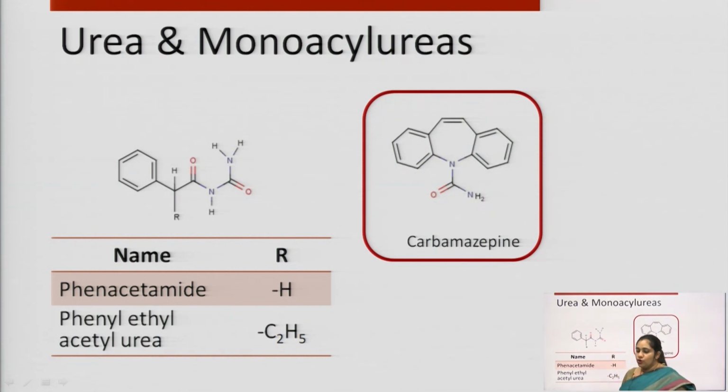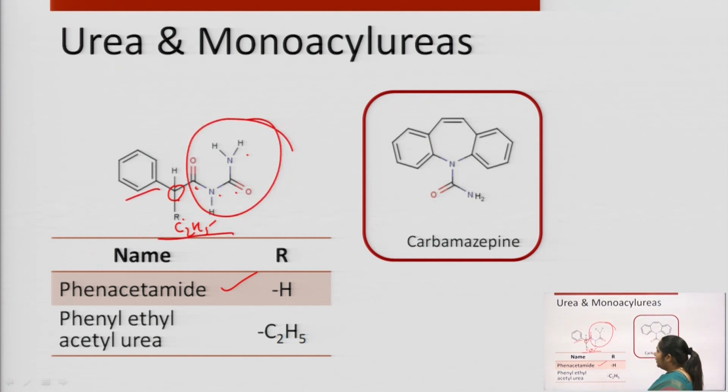The next category is urea and monoacylureas. This is a general example: NH2CONH, but further we have substituted this with a benzene ring with a CHR group and C double bond O. When we have CH2 here, the R is H only, this is phenacetamide, but when we have C2H5 here, then it is a phenyl ethyl and this whole part is acetyl urea. So, when there is no substitution with hydrogen, it is phenacetamide, but when there is a substitution of C2H5, then it is phenylethylacetylurea.